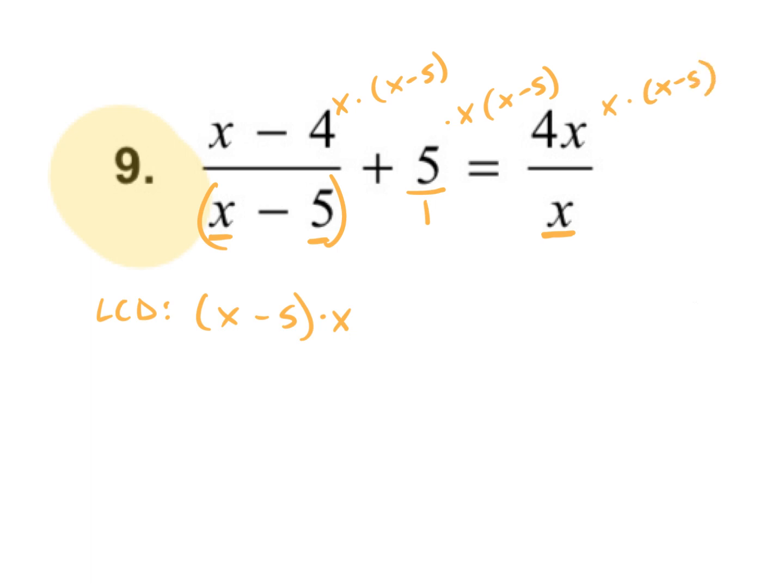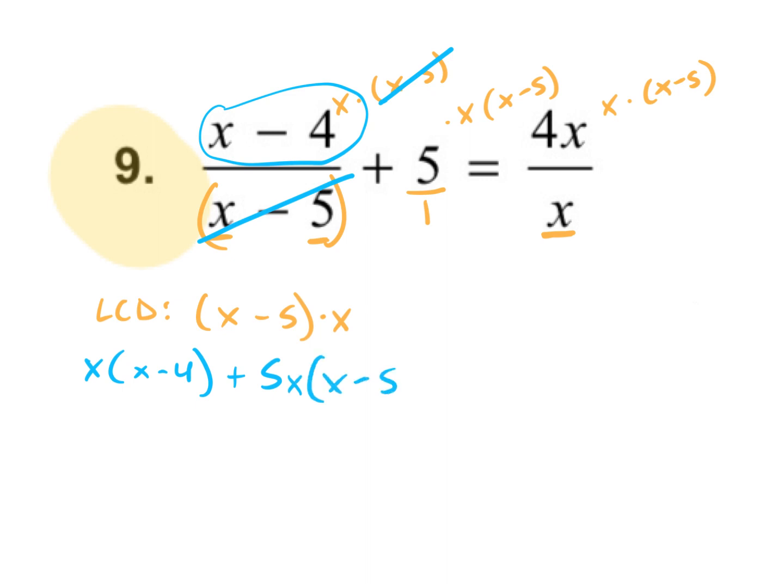What would we do next? Just multiply what's missing. Awesome. We're going to cancel out if it's already there. So x minus 5's cancel out, and we only end up multiplying by what's missing. So we have x times x minus 4. Second fraction, nothing cancels out, so this would be 5 times x minus 5. And then in the third fraction, the x's cancel. So this is equal to 4x times x minus 5.